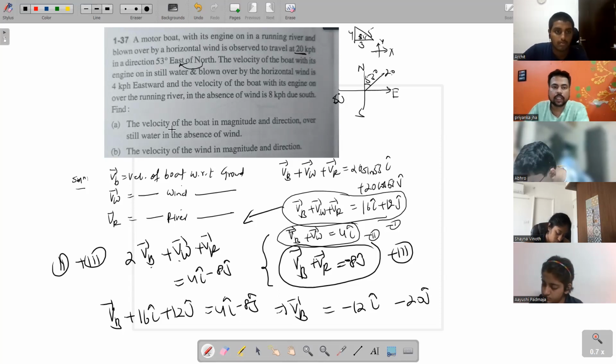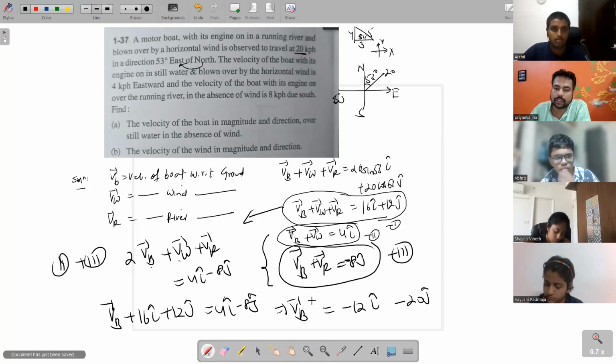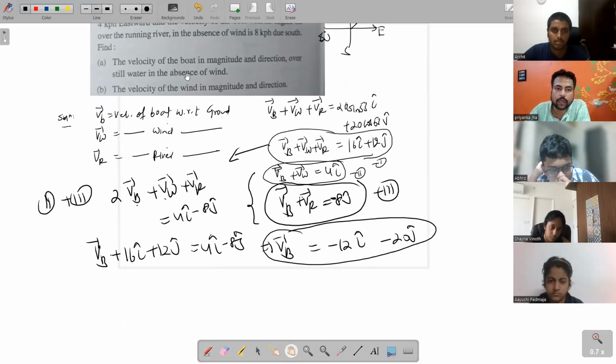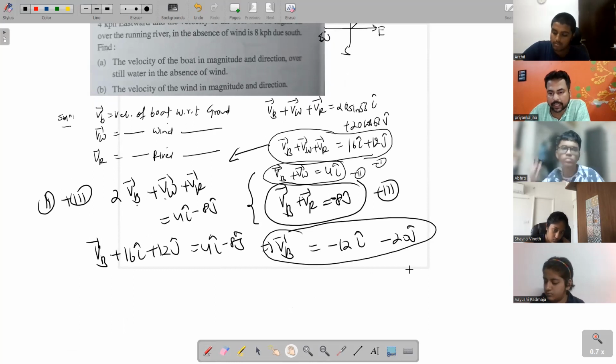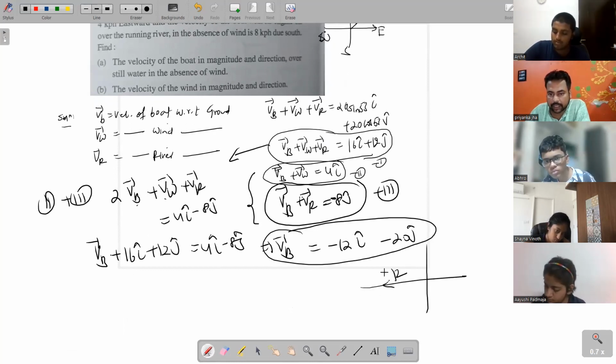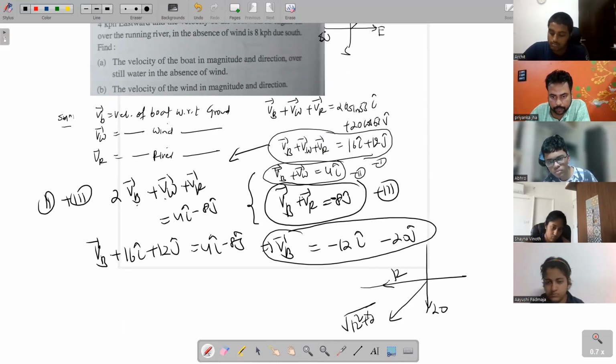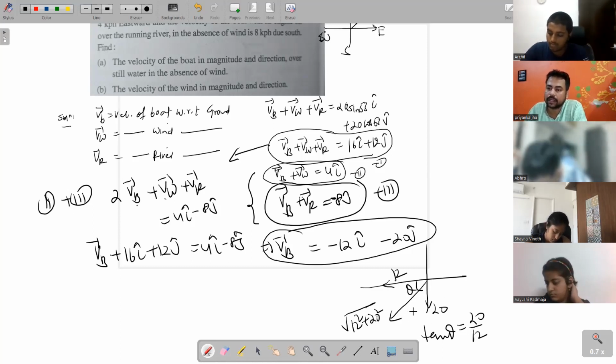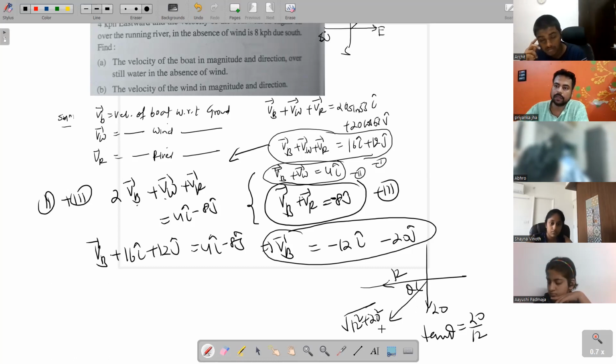Now you can see the velocity of the boat in magnitude and direction. So this is the vector velocity of the boat. Now you have to find magnitude and direction over still water in the absence of wind. So there is no water flow, there is no wind flow. You can see that this vector is 12 along minus x, 20 along minus y. So magnitude would be under root 12 square plus 20 square, and the angle you can find very easily, that is 20 upon 12. So this is how you find the angle and magnitude of the vector. I hope you have an idea of how to find the magnitude and direction of the vector, right?